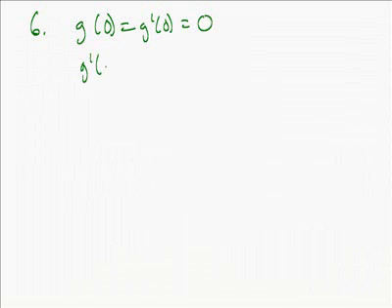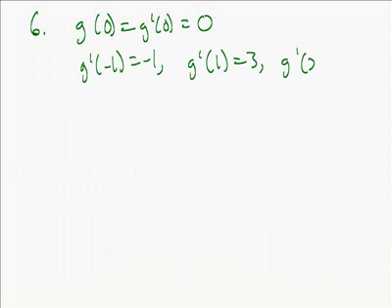Alright, next problem I want to look at is number 6. We want to sketch the graph for a function g where we have these stipulations on it. G of 0 is the same as g prime of 0, which is equal to 0. And what else do we want? We want g prime at -1 to equal -1, and we want g prime of +1 to equal 3, and finally g prime of 2 to equal 1. Alright, so these are the stipulations we want on our function. We want to sketch a graph of this thing.